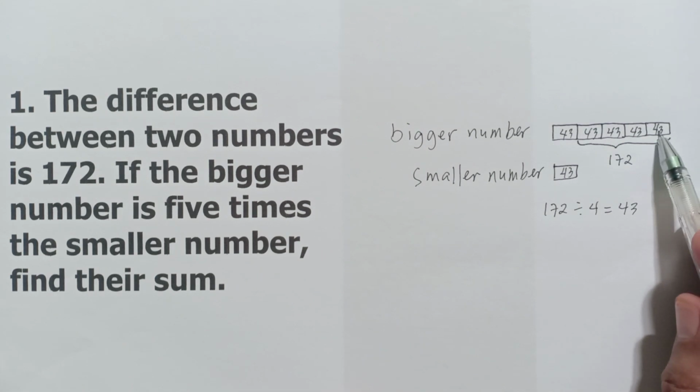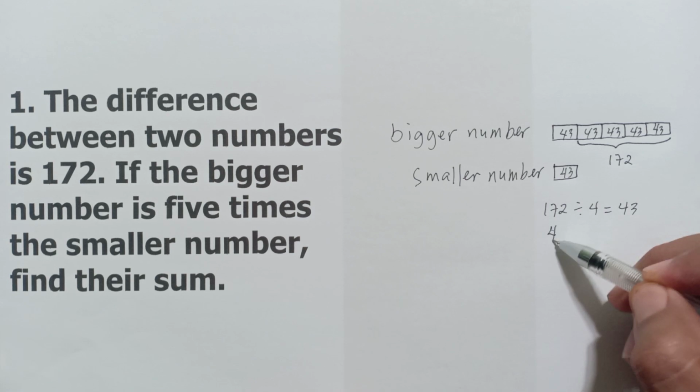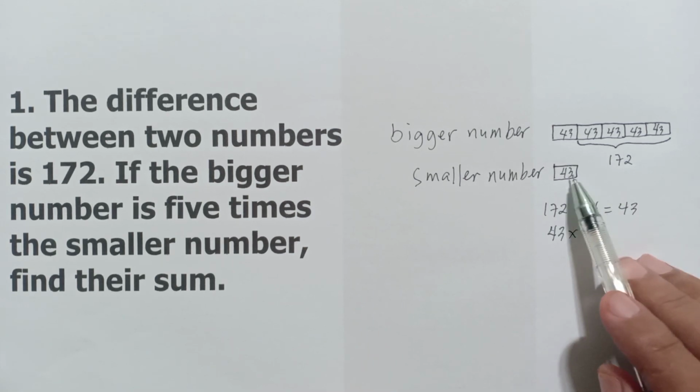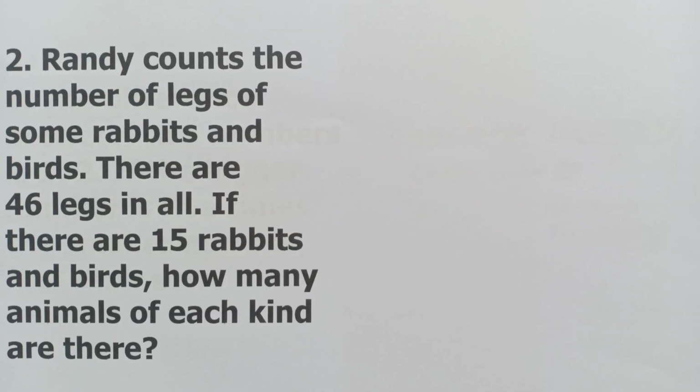Yes, we can add all these 43s, or we simply multiply. How many 43s are there? There are 6. So 43 times 6 to get the sum instead of adding. What's 43 times 6? That's 258. Correct. So if we add these two numbers, we will get 258.